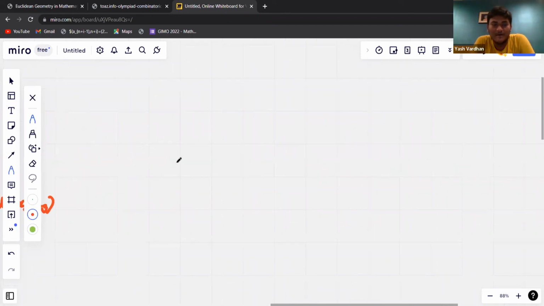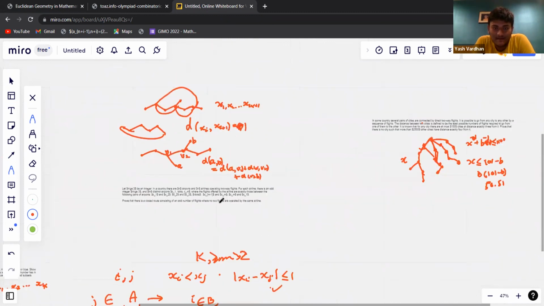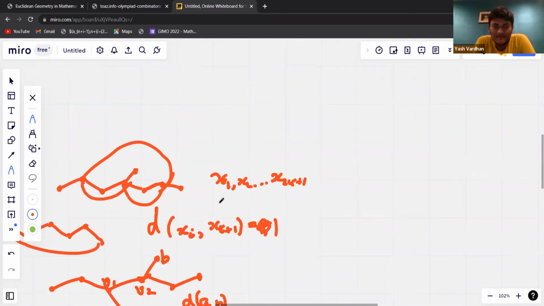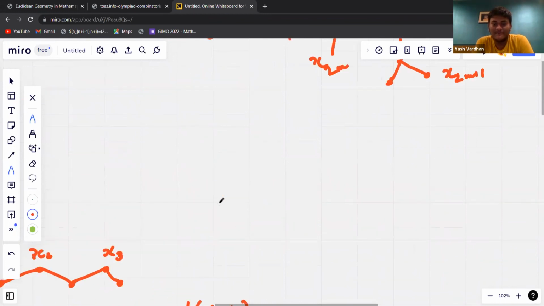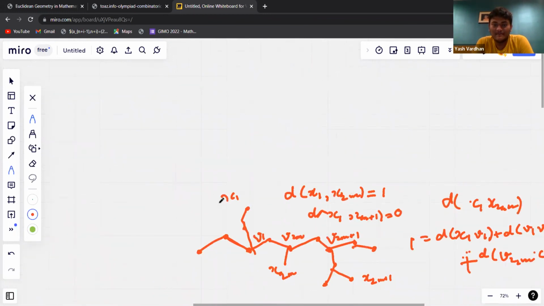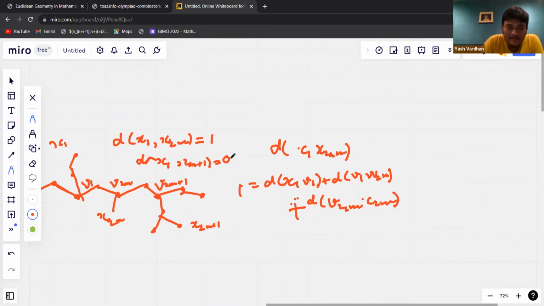Oh, this was 0, no? Yeah. It's fine. Okay. Nice. This is the distance between v and x2, which by induction is 1. And we also know initially, by the contradiction assumption, that d of x2m and x2m plus 1 is also 1.